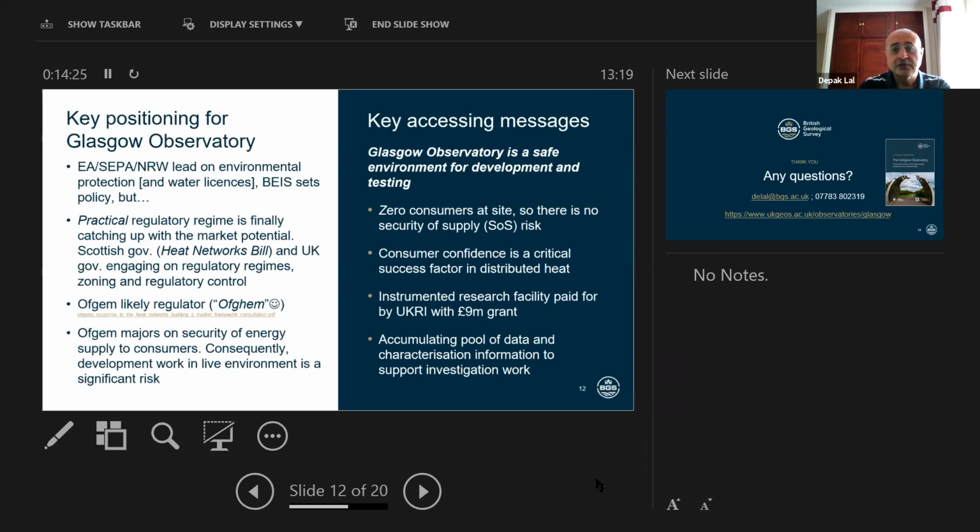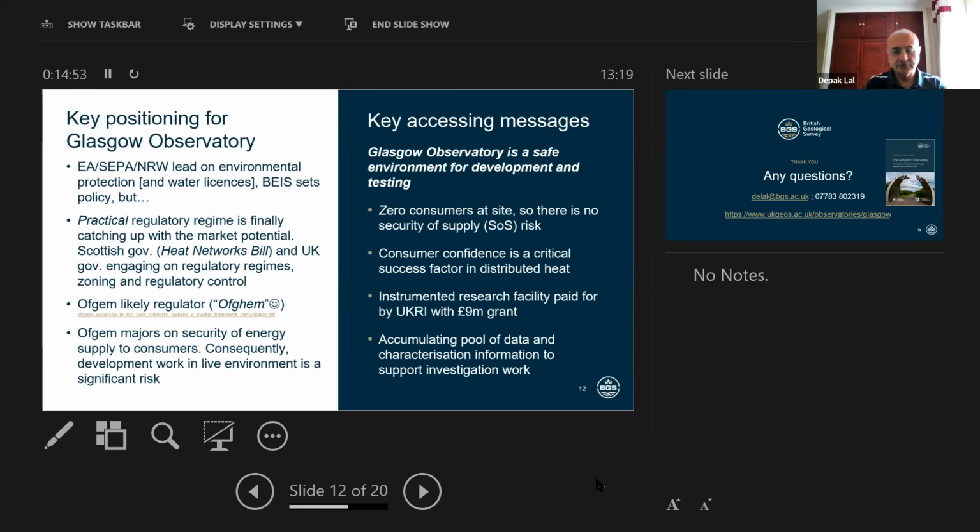It's an instrumented research facility paid for by UKRI with a £9 million grant. And importantly, we are already accumulating data sets for environmental information on the site that's publicly available. We encourage people, wherever sensible and practical, to share whatever information that they gather from the research they do at the site with us, so we can publish it.